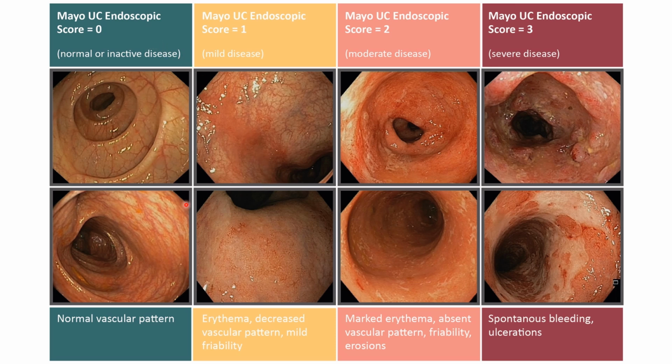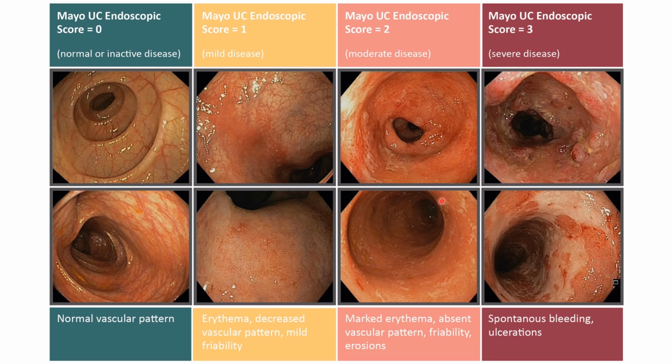You can go and watch it, and in it you're going to see the Mayo classification, that is the endoscopic classification in terms of severity, grouped as 0, 1, 2, 3, where we have normal, mild, moderate, and severe disease. In normal, you have normal vasculature, and then in mild disease you have erythema, decreased vascular pattern, in addition to mild friability.